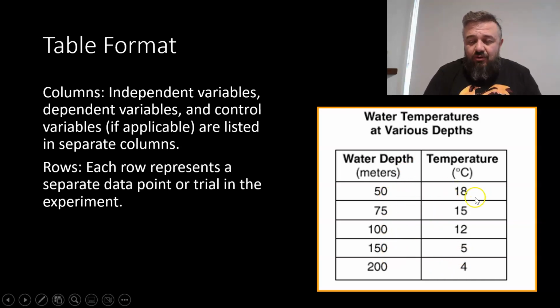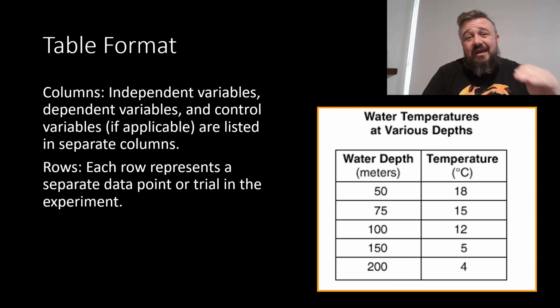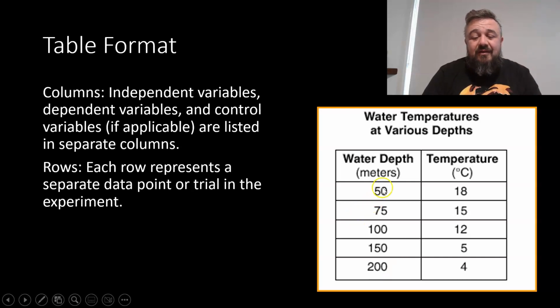Rows. Each row here, so rows go sideways, each row represents a separate data point or trial in the experiment, investigation, looking things up. In other words, every single row is a separate, linked piece of information. So here we have the bit of information about the water depth is 50 meters, and the temperature is 18 degrees Celsius. So those are linked together because they're in the same row.